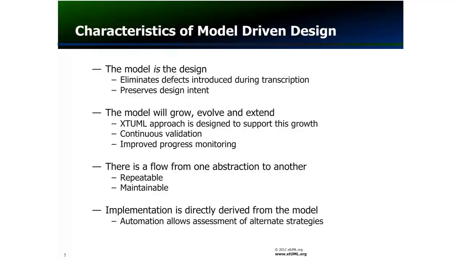The golden source models grow as the project progresses, covering more and more of the requirement. The XTUML process is designed specifically to support this growth. We advocate continuous verification and validation so that defects are found and fixed early. This leads to improved progress monitoring because the testing overhead is explicitly included in progress metrics. Because XTUML specifies an automated flow from platform-independent model to platform-specific implementation, the process is more repeatable.